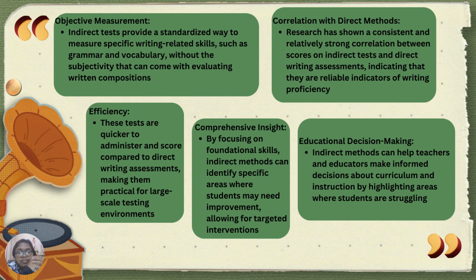Next would be educational decision making. Indirect methods can help teachers and educators make informed decisions about curriculum and instruction by highlighting areas where students are struggling. The last one would be correlation with direct methods. Research has shown a consistent, relatively strong correlation between scores on indirect tests and direct writing assessments, indicating that they are reliable indicators of writing proficiency.